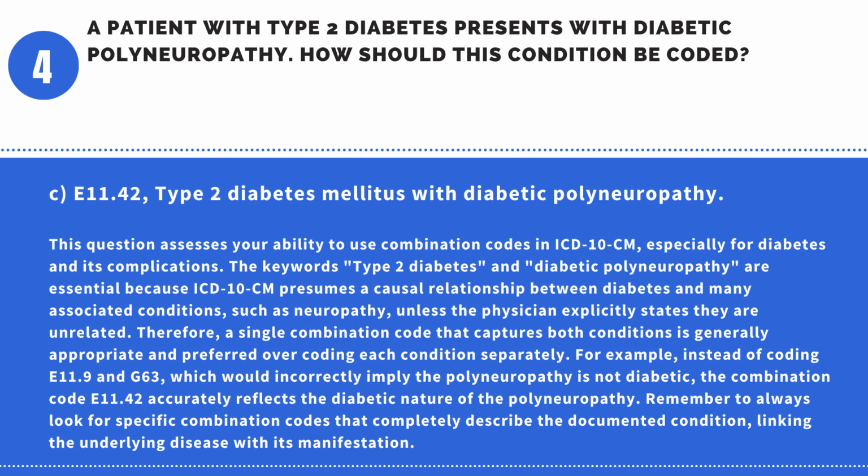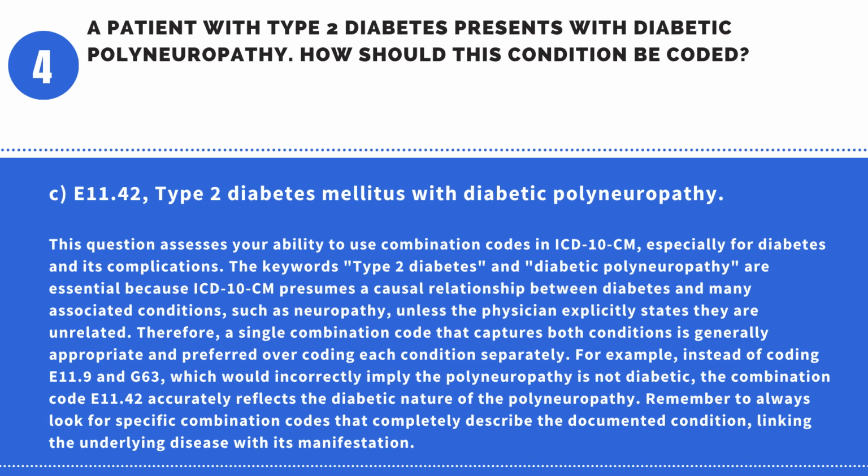E11.42, type 2 diabetes mellitus with diabetic polyneuropathy. This question assesses your ability to use combination codes in ICD-10-CM, especially for diabetes and its complications. The keywords type 2 diabetes and diabetic polyneuropathy are essential because ICD-10-CM presumes a causal relationship between diabetes and many associated conditions, such as neuropathy, unless the physician explicitly states they are unrelated. Therefore, a single combination code that captures both conditions is generally appropriate and preferred over coding each condition separately.